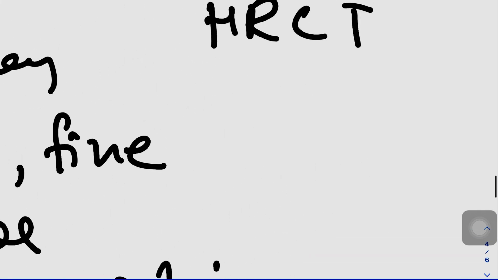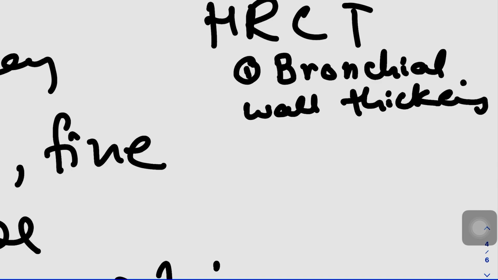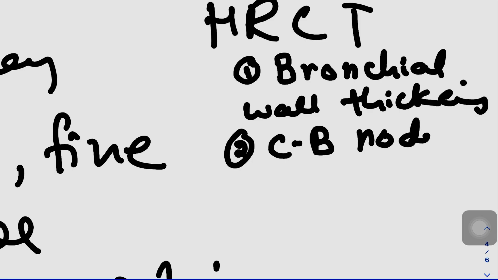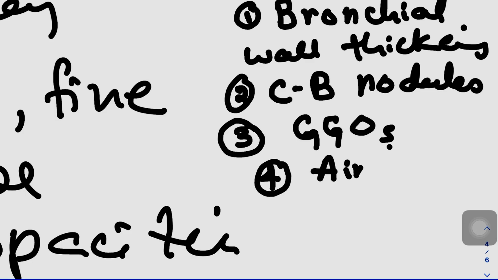Let's come to HRCT. In HRCT, the most common findings are bronchial wall thickening, then centrilobular nodules, then ground glass opacifications, air trapping, emphysema.